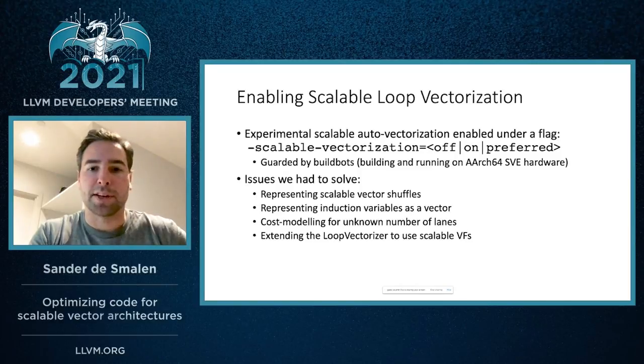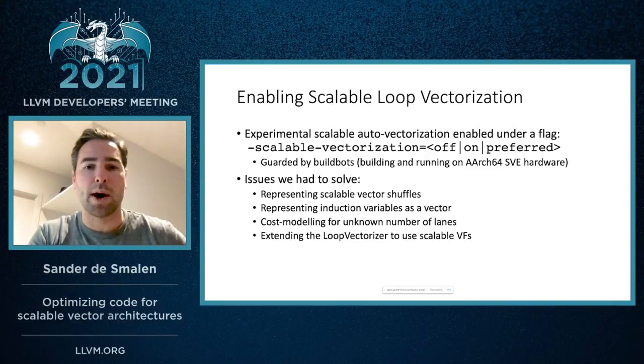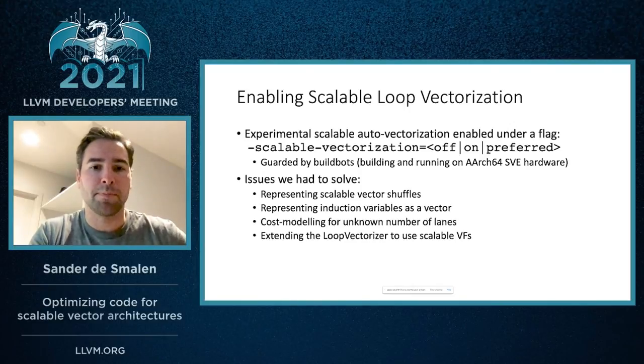To enable scalable autovectorization, we had to solve a number of issues. The first issue is representing scalable vector shuffles. LLVM's shufflevector requires a constant shuffle mask and does not allow a constant expression. Additionally, LLVM does not support scalable vector types to be used for constants in the same way as they're used for fixed width vectors, so we needed a different solution.